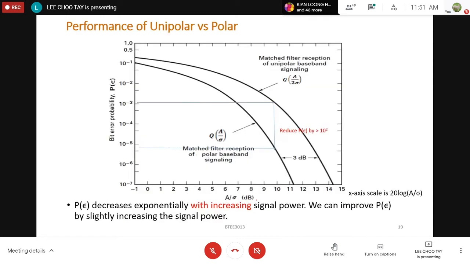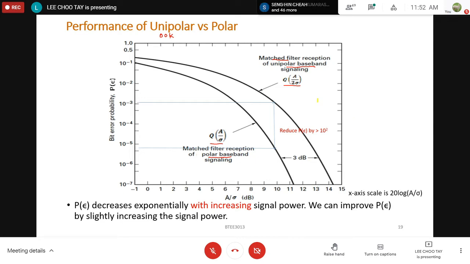All right. Now, let's compare the performance of unipolar and polar. Unipolar again is actually our OOK that we talked about previously, and both types of signal are received with a matched filter. So this is unipolar or OOK baseband signaling, where the probability of error is given as Q of A over 2 sigma. And for polar baseband signaling, we have found it to be Q of A over sigma.